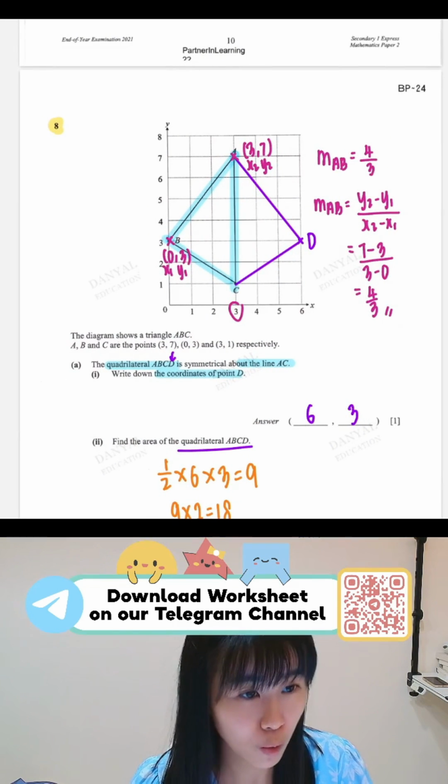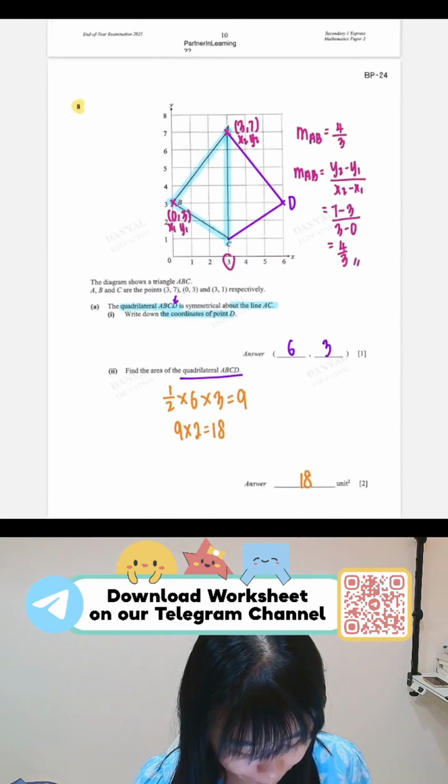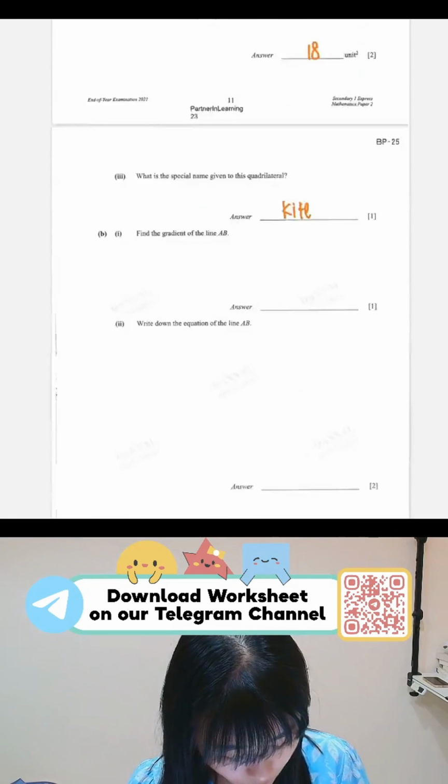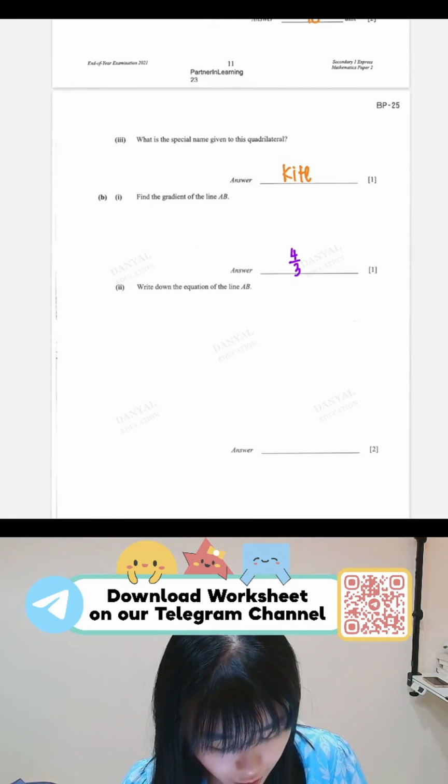Okay, can we do the polygon question later? Let me see if there is a polygon question or not. Okay, so that's the gradient, 4 over 3. Find the equation of line AB.